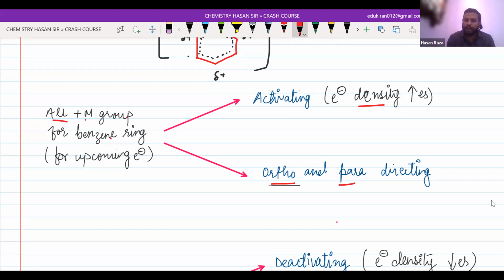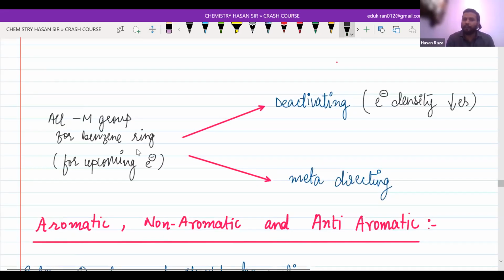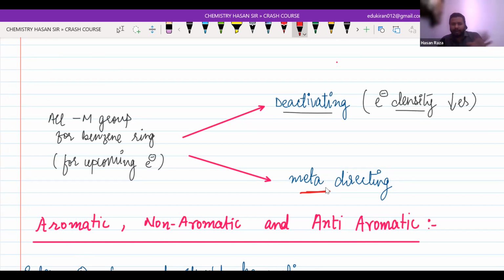The next is about minus M, and you can see all minus M groups for the benzene ring are deactivating. Why is it deactivating? Because it withdraws electrons from the benzene ring and the electron density decreases in the benzene ring. And you can see it is meta directing, as you saw that there was a positive charge on ortho and para, so it directed towards meta. That's why these minus M groups are known as meta directing. Is that clear? Can I change the slide?